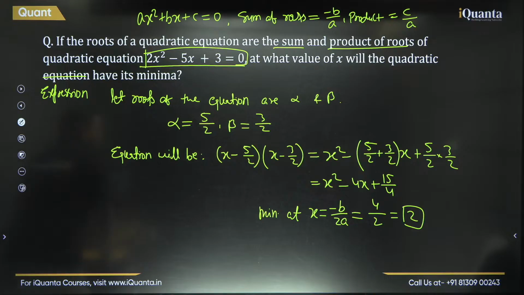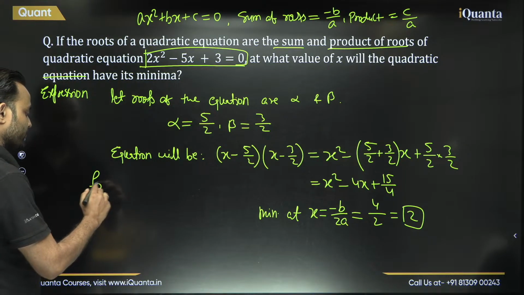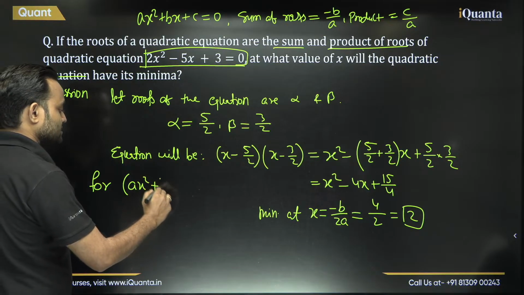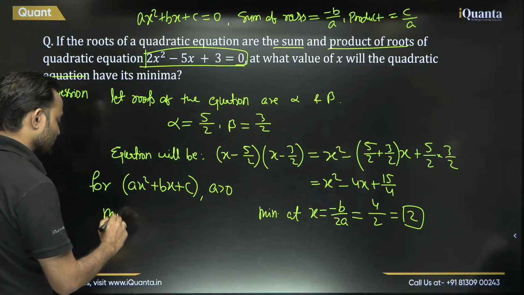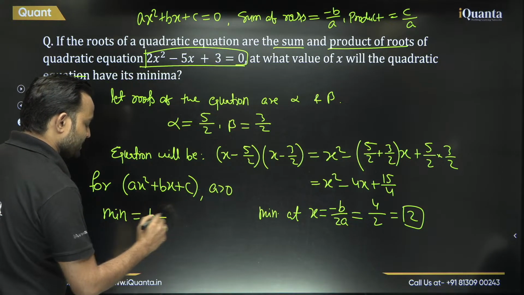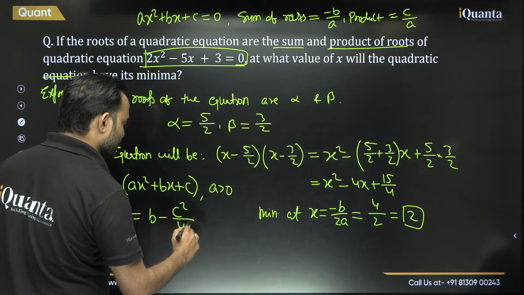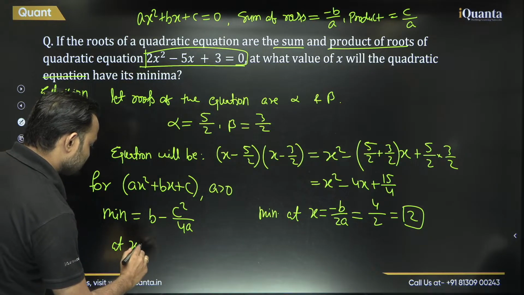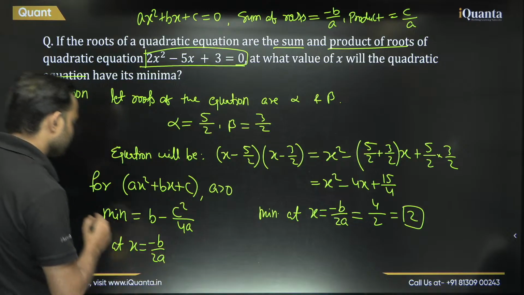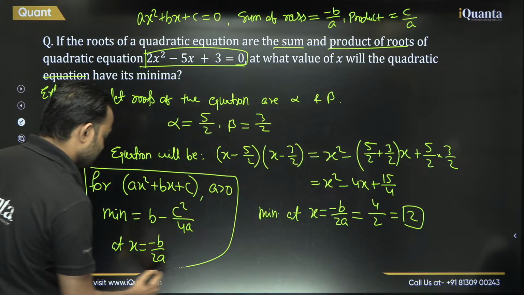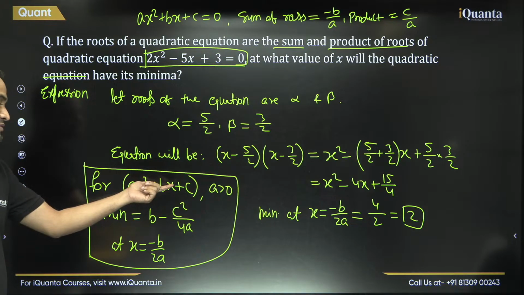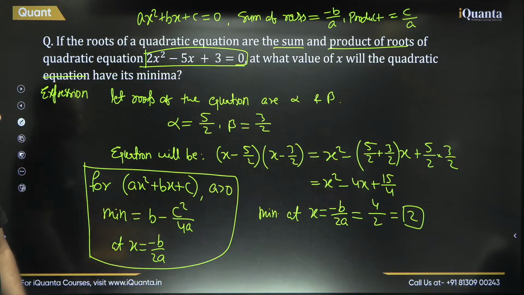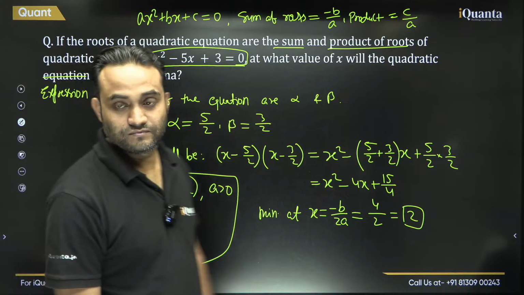Minimum value, see, for any expression ax square plus bx plus c, where a is greater than 0, the minimum value is equal to c minus b square by 4a at x is equal to minus b by 2a. For any quadratic expression ax square plus bx plus c, where a is greater than 0, the minimum value of this expression will be c minus b square by 4a at x is equal to minus b by 2a. Is that clear now?